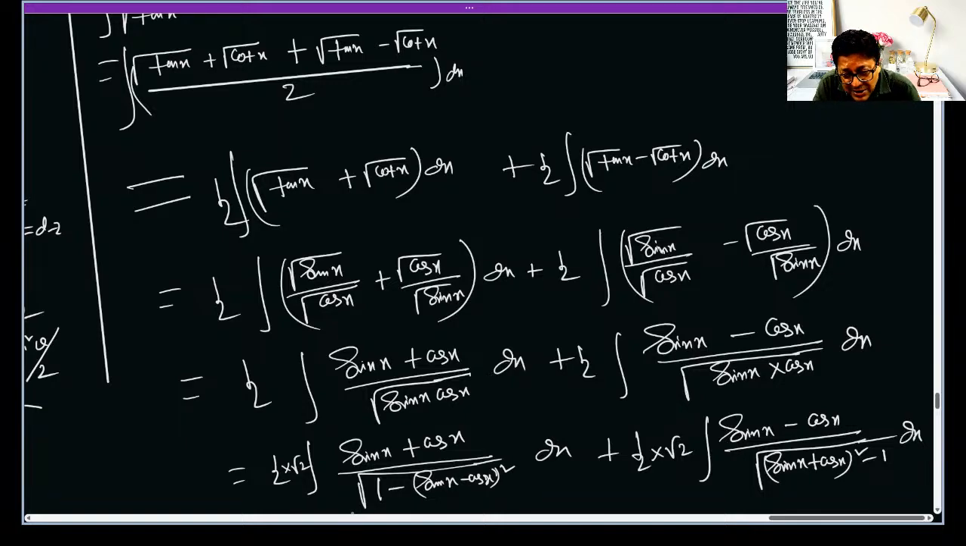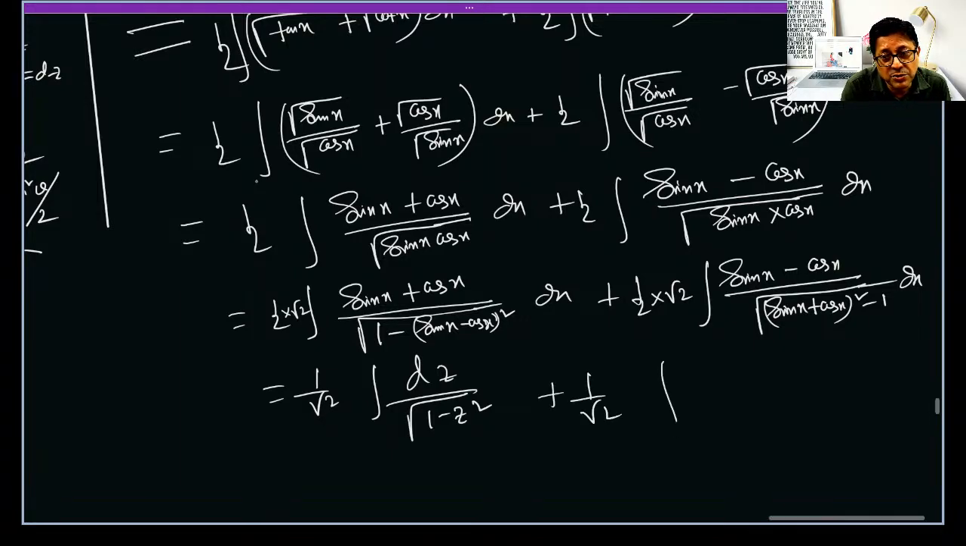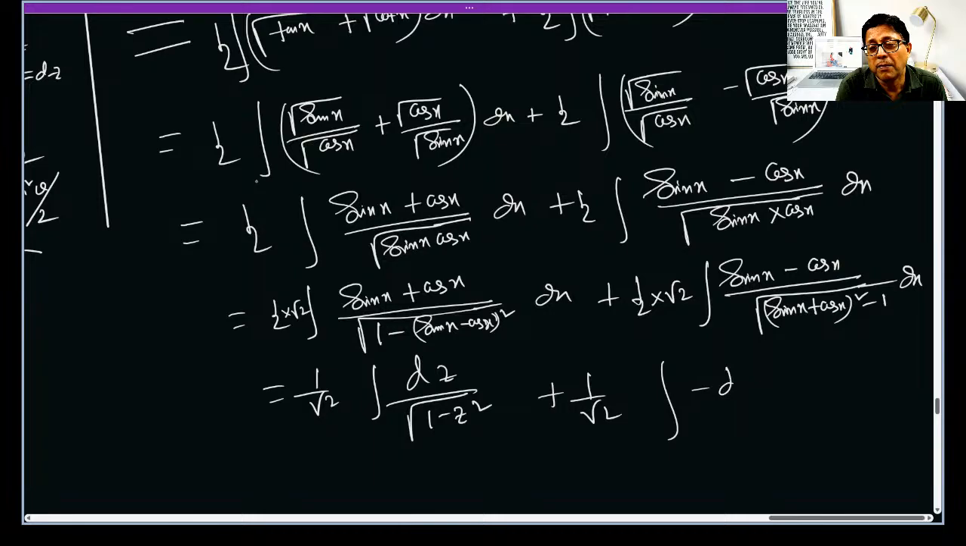Put sin x minus cos x equal to z here, then dz by root over 1 minus z square. Put sin x plus cos x equal to t here. Isn't it? You understand now? So this is of the form dz by root 1 minus z square, and this one of the form dt by root over t square minus 1.